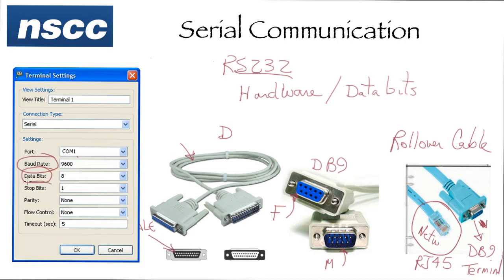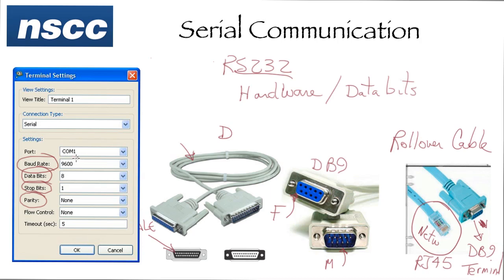A stop bit indicates the end of the chunk of the information. You can send 1, 1.5, and 2 stop bits. Parity is used for error checking and looking for errors that may exist from one end to the other. So you may have some electrical interference, maybe you have a bad cable, so parity is a way of checking to see if there's any errors in the line.